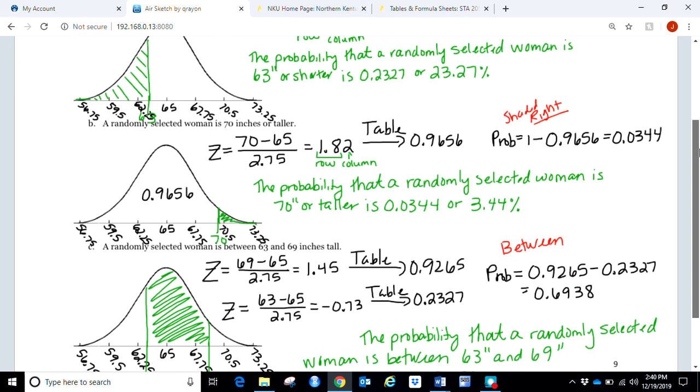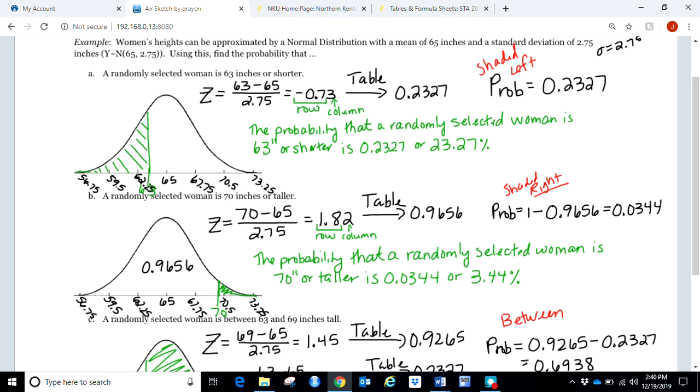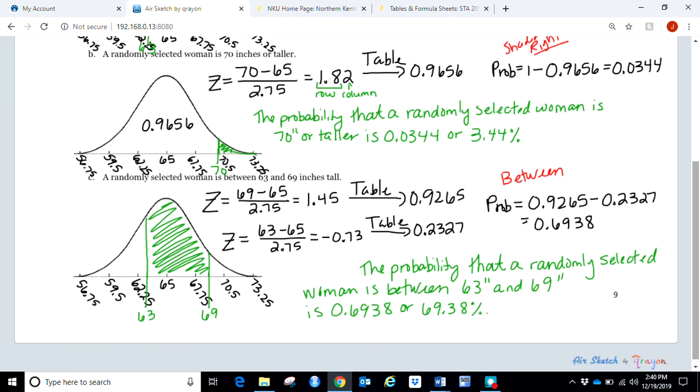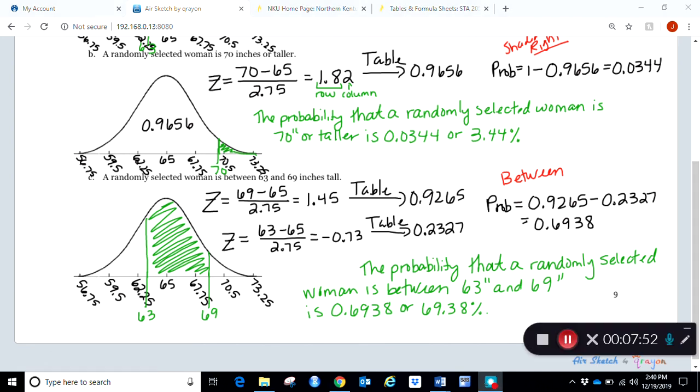So now you've seen an example of shaded left, like part A, shaded right, like part B, and shaded between, like part C. From these rules, we can do any probability calculation. In the next video, we'll do another example of practicing some more of this as well.